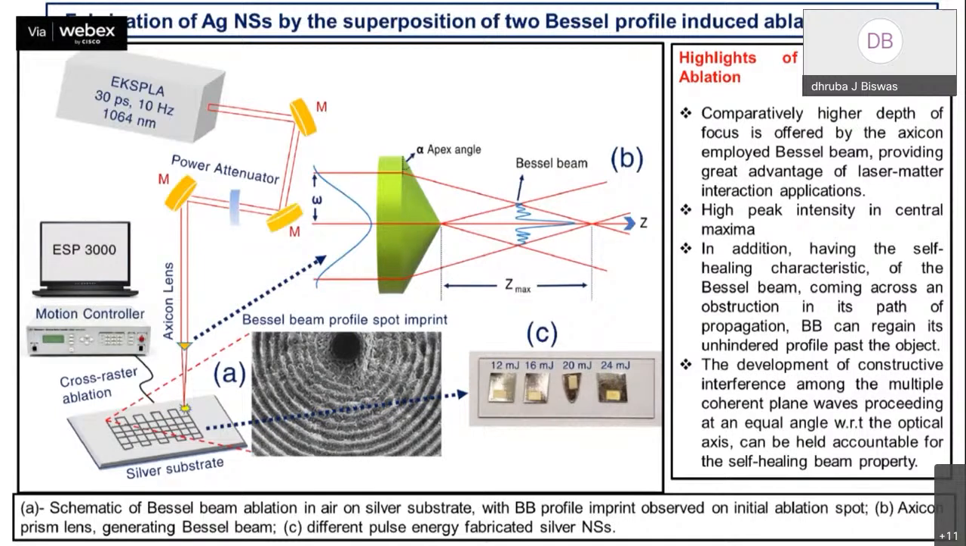So here you can see the profile of the Bessel beam, which is shown in the diagram. This is the profile imprint on the silver substrate after incidence of 5 seconds. That means 50 pulses of picosecond laser. Next slide, please.